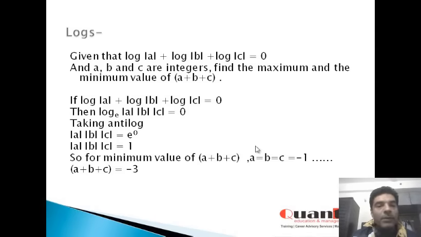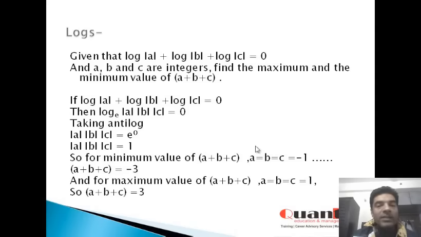So the value of A plus B plus C will come out to be equal to -3, which is the minimum value. Similarly, if we wanted to find the maximum value, we can take the values of A, B and C as +1. So 1 into 1 into 1 is equal to 1, and the maximum value of A plus B plus C that we'll get will be equal to 3. So the minimum and the maximum values of A plus B plus C in this case will be -3 and +3.